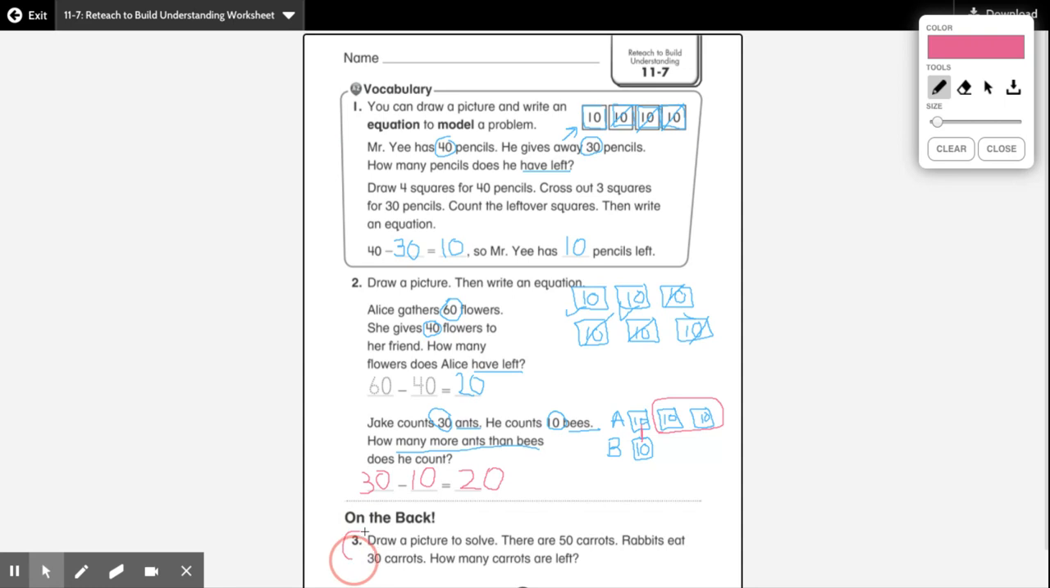Okay, so for number 3, I'd like you to go try that on Class Dojo. It says to draw a picture to solve. There are 50 carrots, and rabbits eat 30 of those carrots. How many carrots are left? I wonder what operation we're going to be using, addition or subtraction. And I hope that I don't see you guys drawing 50 squares, right? We're going to try to make this as simple as possible. So what is an easy way to show 50, just like how we just did up here, okay? So go ahead and solve it. There are 50 carrots, rabbits eat 30 carrots. How many are left? I can't wait to see your models and what you come up with. See you later.